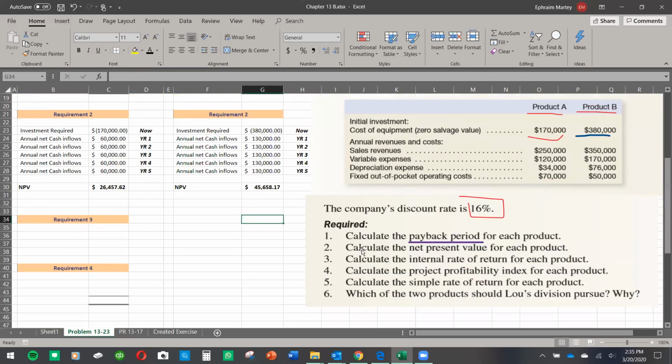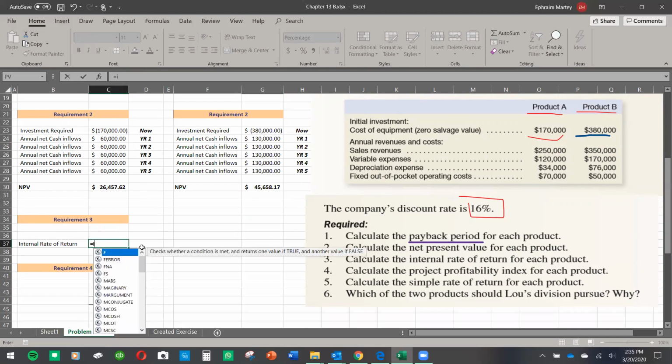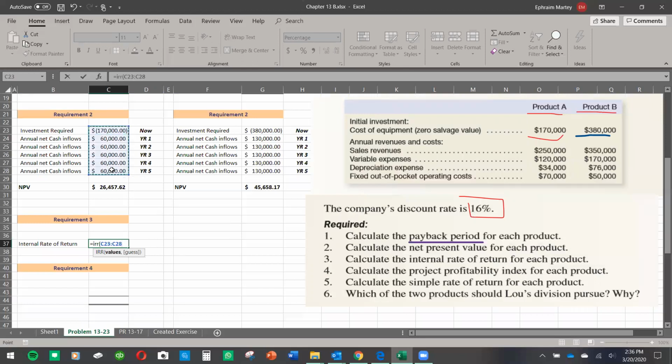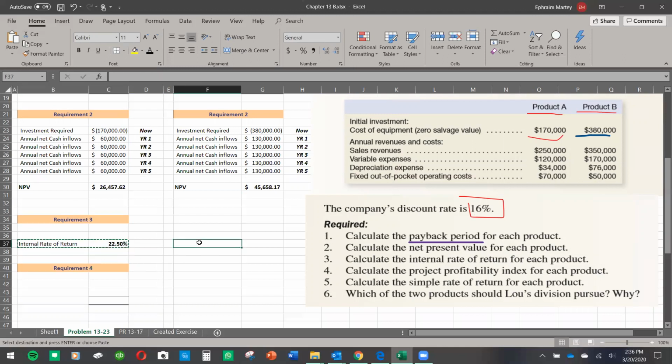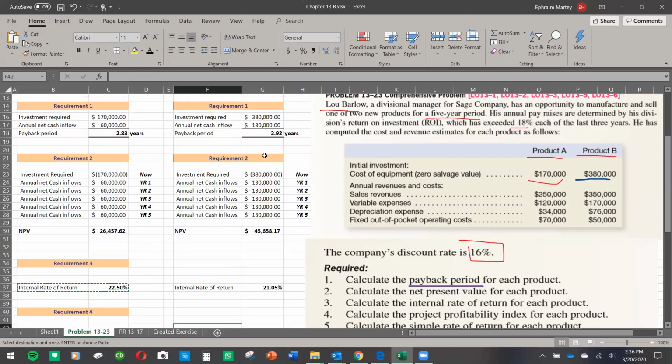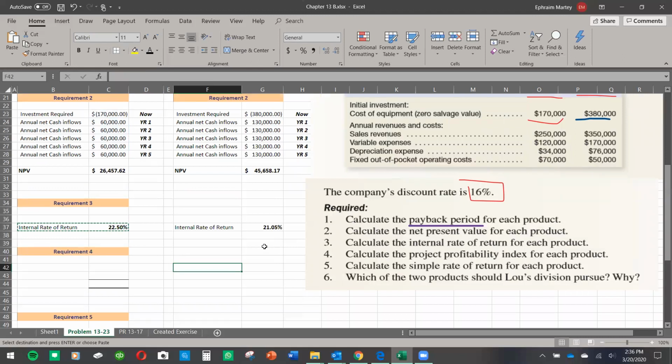Now let's move on to requirement number 3. It says calculate the internal rate of return for each product. So I will type in internal rate of return here. And then what we do is type in equal to, type IRR for internal rate of return, and Excel knows what you mean. Open parentheses and select every cash outflow and inflow. Close parentheses, enter. That gives you 22.50%. Now, because we already have that, I will copy and paste it here, and it's computed for project B, 21.05. And which one would you prefer? Project A, when it comes to internal rate of return.